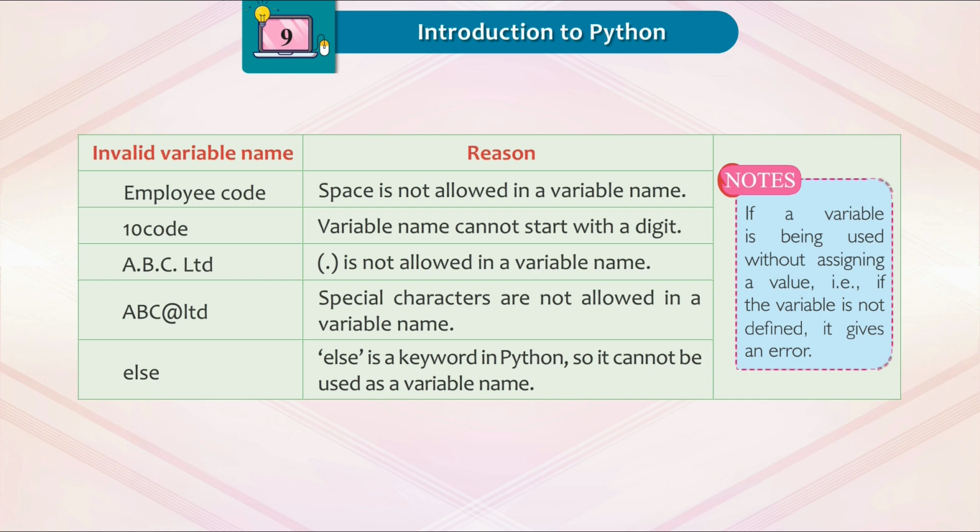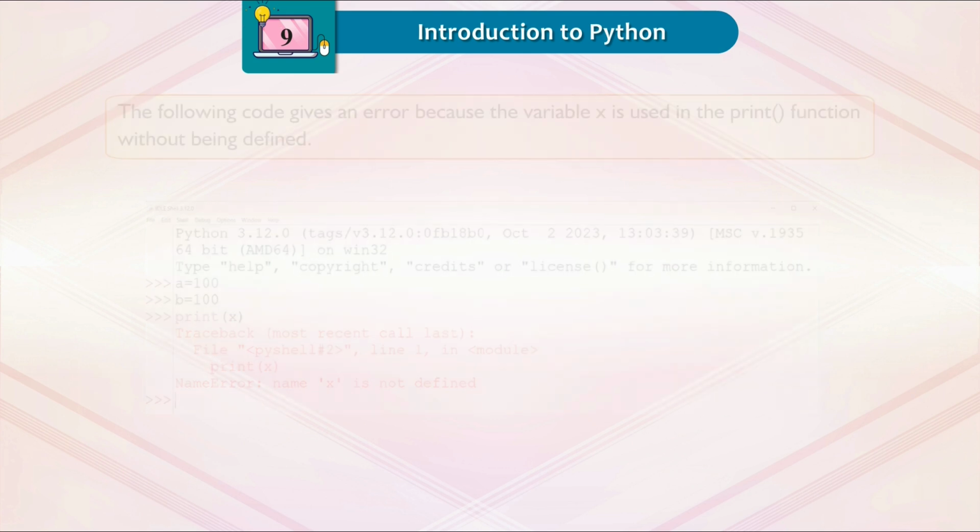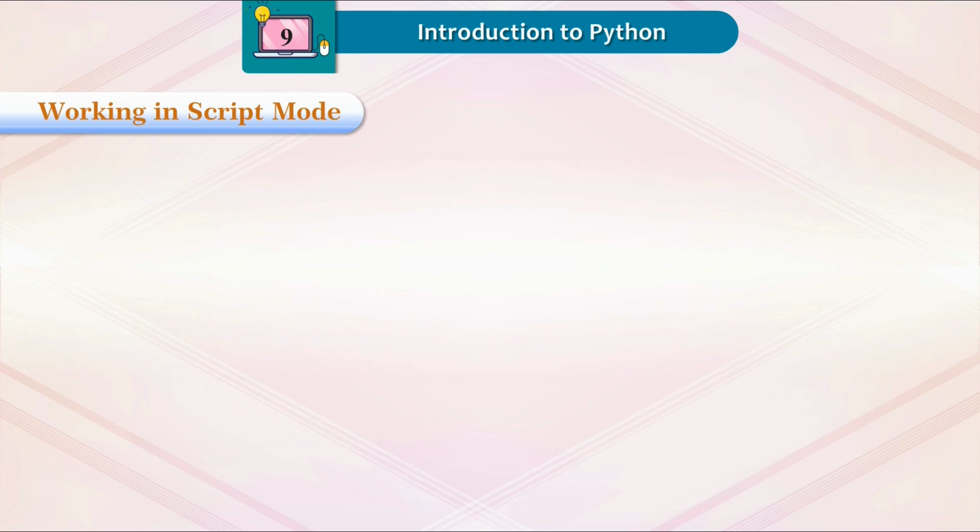Note: if a variable is being used without assigning a value, that is, if the variable is not defined, it gives an error. The following code gives an error because the variable x is used in the print function without being defined.